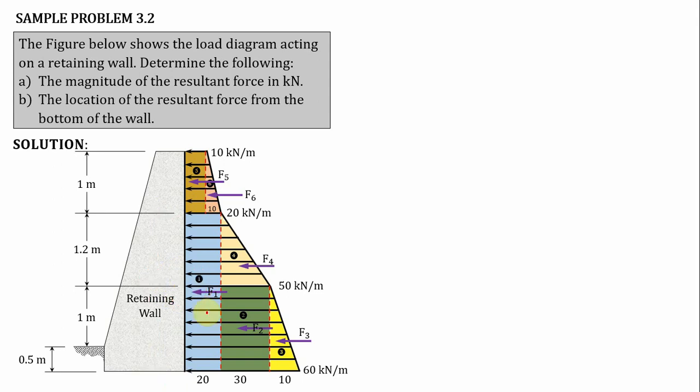Okay, so that's why yung F1 natin is equal to 20 kilonewton per meter times 2.7 meter, and that is equivalent to 54 kilonewton. Okay, that is our F1, class. And how about its location from the bottom? Kasi yung pinadedetermine, class, is the location of the resultant force from the bottom of the wall. So, mag-reference tayo from the bottom of the wall, para direct yung answer natin, class.